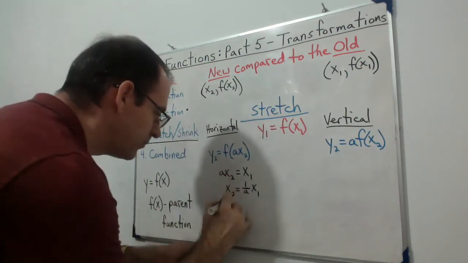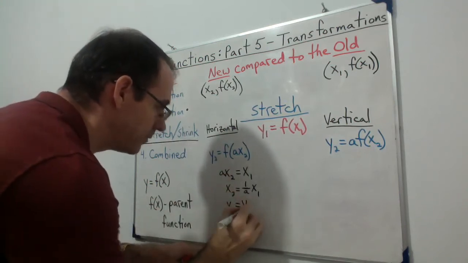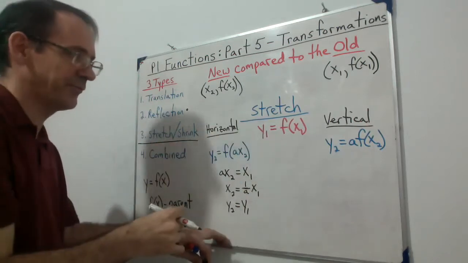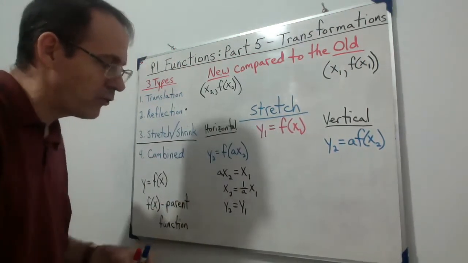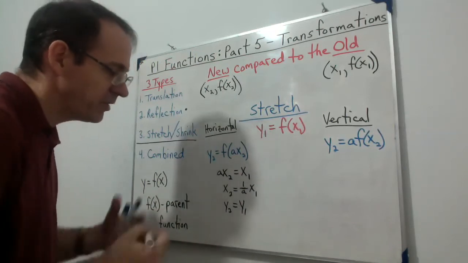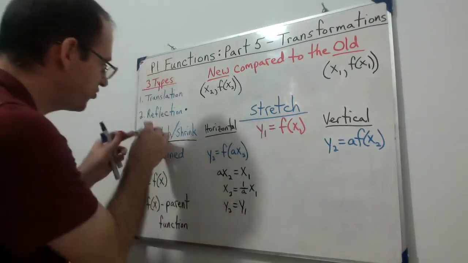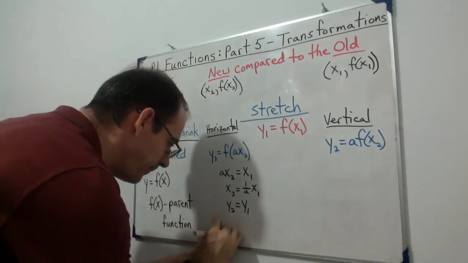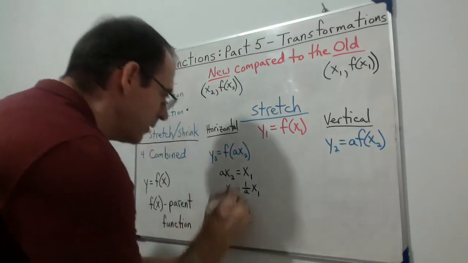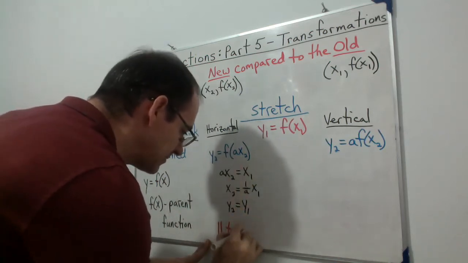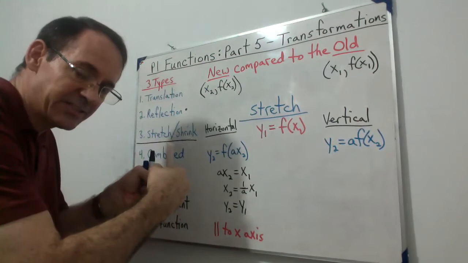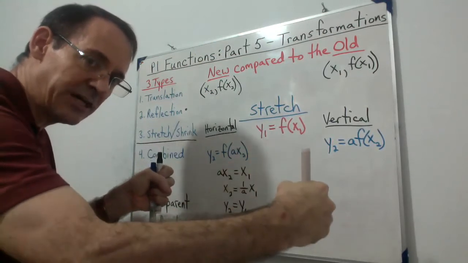And your y value, of course, is staying the same because the change took place inside the function, not outside the function. Now, how would Cambridge maybe represent this? Well, what this is going to cause is your stretch is going to be parallel, so I'm using parallel indicator here, parallel to the x-axis. So in other words, your x-axis values are being stretched in a horizontal direction.